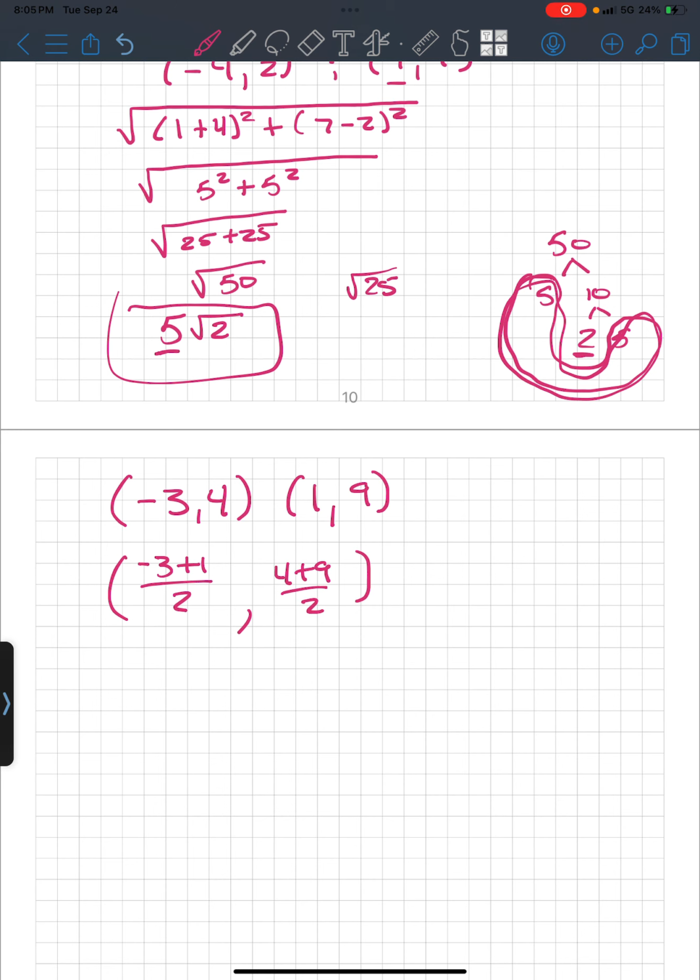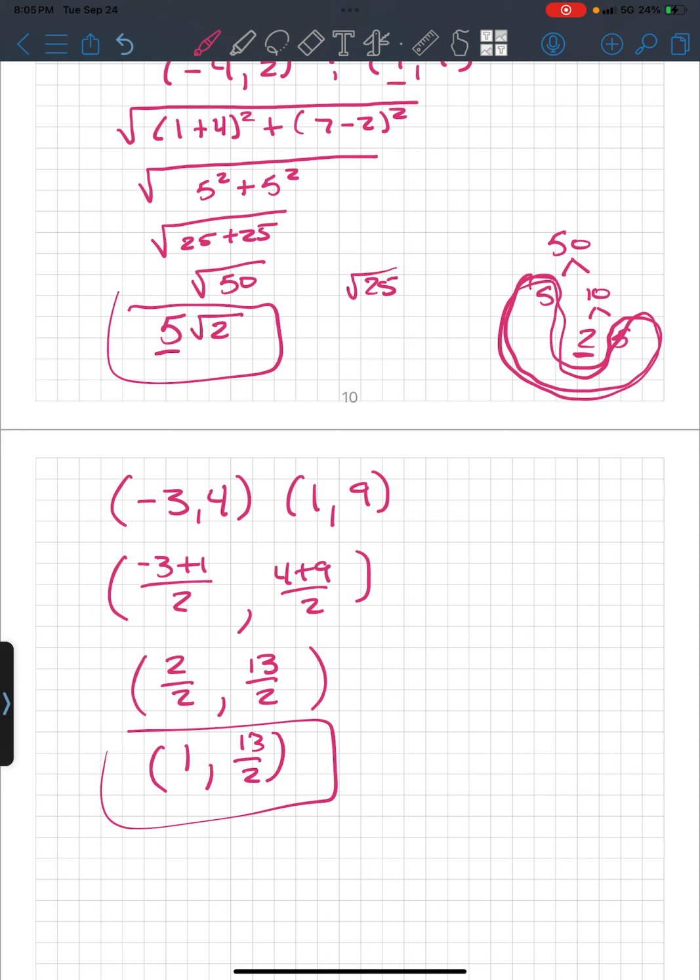So -3 plus 1 is 2 divided by 2. 4 plus 9 is 13 divided by 2. And so that becomes (1, 13/2). Just keep it as a fraction. And that is pretty much all of 2.7.